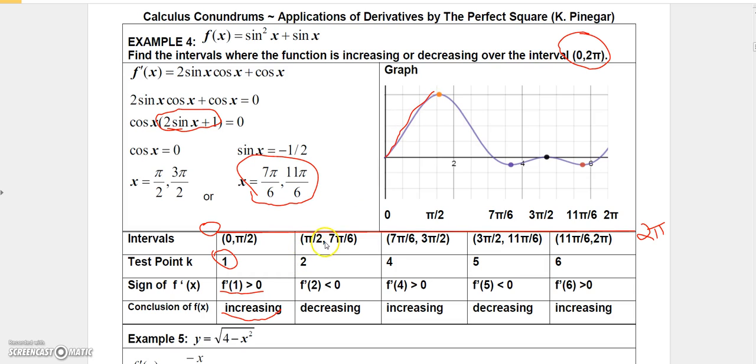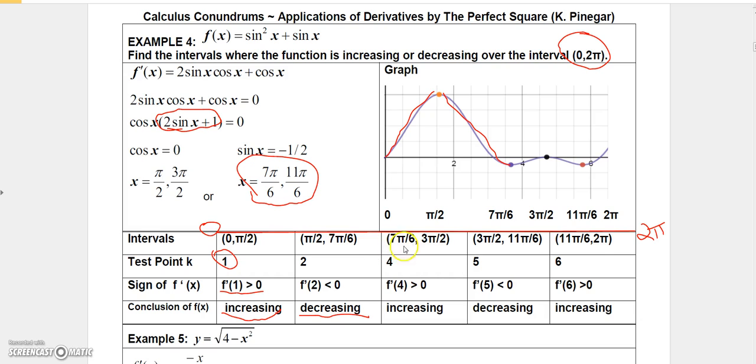Okay, and then pi over 2 to 7 pi over 6, 2 is within that interval, so when I plugged 2 into the derivative, I found that the derivative is negative from pi over 2 to 7 pi over 6, and so that would be this piece right here. Forgive me for deviating off the graph there, but you can see it's decreasing there.